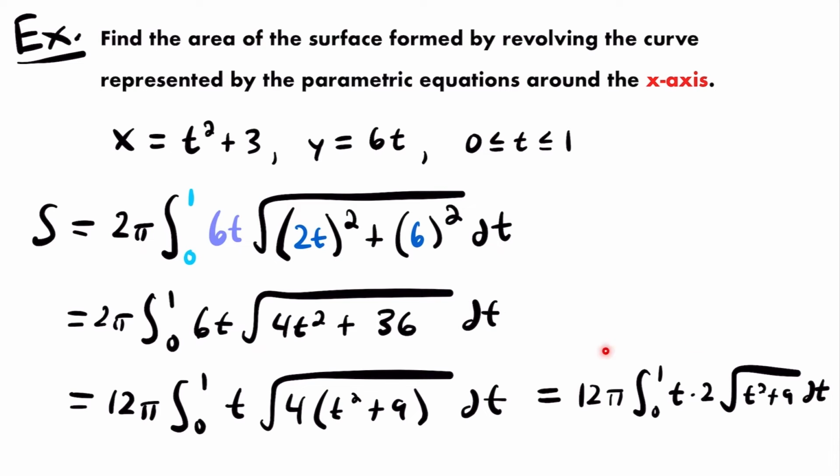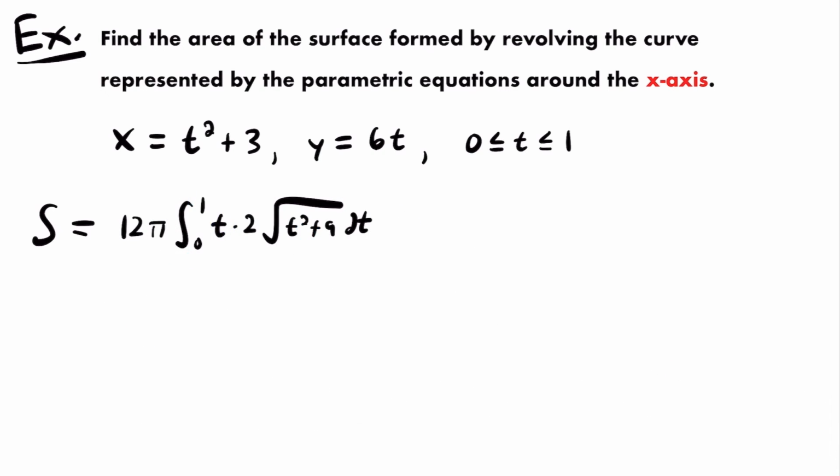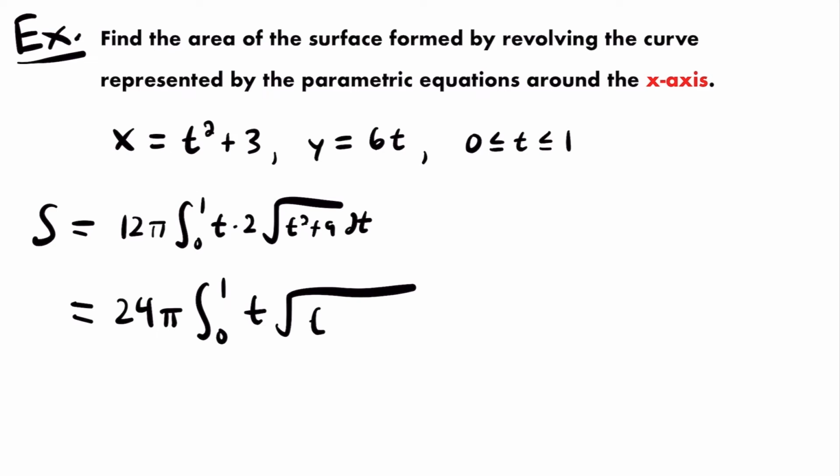Okay, so now we can simplify this a little bit further. We can move this 2 out to the front of the integral by multiplying 2 by 12 pi, right? 2 is just a constant, so we can pull that out to the front of the integral, and 2 times 12 pi will be 24 pi, so this is equal to 24 pi times the integral from 0 to 1 of t times the square root of t squared plus 9 dt.